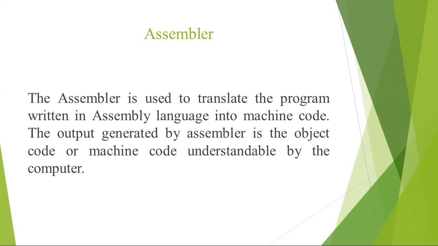We discussed that a compiler converts high-level language into machine language, but an assembler converts an assembly language program into a machine language program so that the computer can execute it. That's the main difference between assembler and compiler. A compiler works with high-level language, while an assembler works with programs written in assembly language.